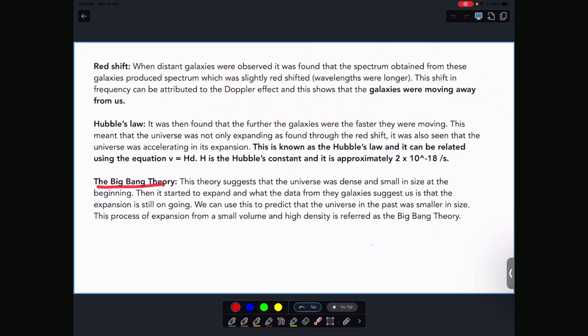And lastly, the Big Bang theory. The theory suggests that the universe was dense and small in size at the beginning. It then started to expand, and the data from the galaxies suggests that the expansion is still going. There's actually information out there that the expansion is right now so fast that it's expanding faster than the speed of light. So before the light can reach us, it's going further and further away from us.